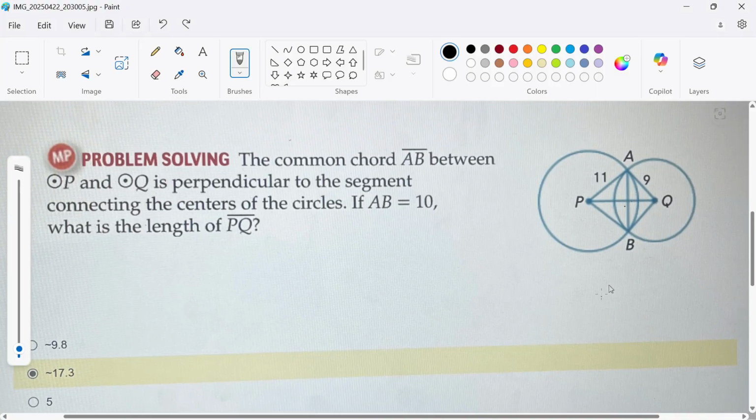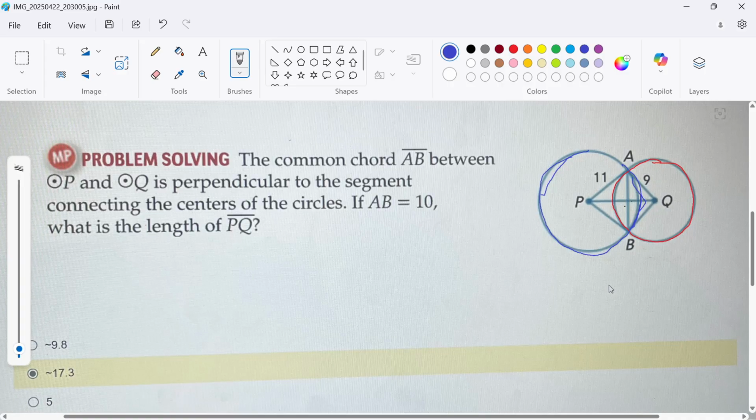Here's a geometry question. It's got two circles, circle P and circle Q, that have a shared chord, a common chord AB, which is perpendicular to the segment connecting the centers of the circles. So I'll draw the circle on the right in red, and the circle on the left is already blue. I'll keep it in a nice bluish blue.